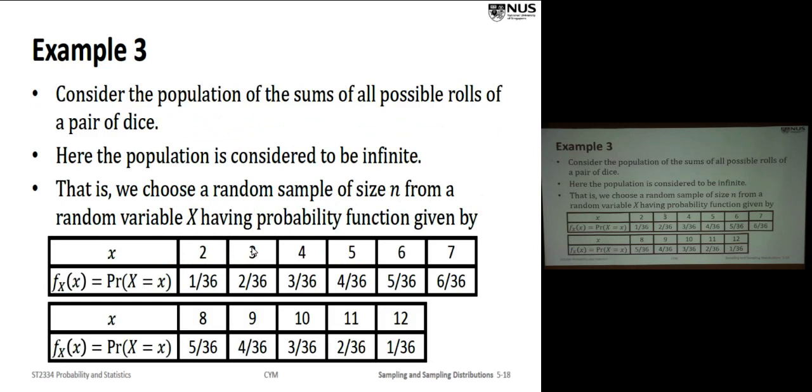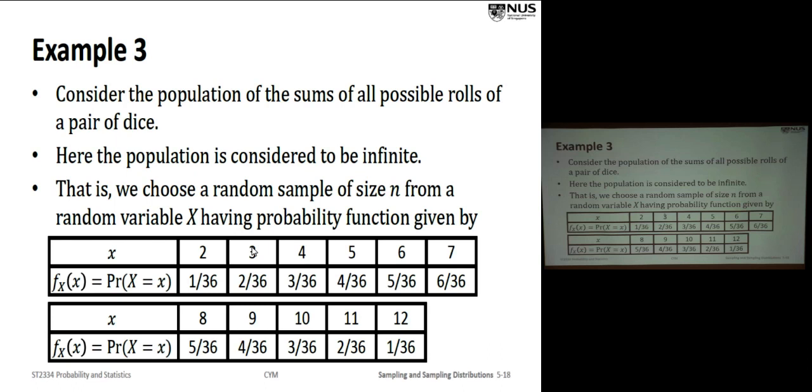Here is another one, which perhaps makes it more obvious. We consider the population of the sums of all possible rolls of a pair of dice. What that means is that you roll a pair of dice and you do that infinitely often. You start today and you keep on going well beyond the end of the earth. So it's an infinite sequence of rolls of pairs of dice, and so the population is infinite.